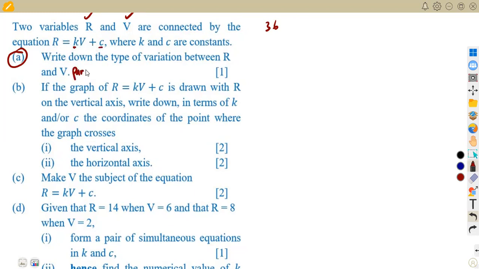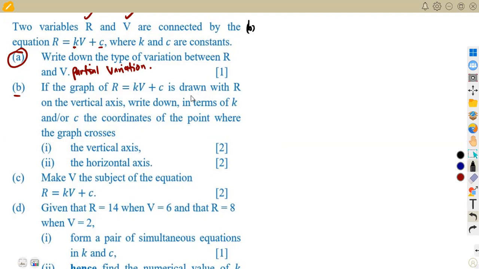So here we are referring to a partial variation in this case. All right, so we're going to have this as a partial variation. Then take note of what the question is here. You're just supposed to be careful. Some of the other questions just want us to play around with the type of question that you are given. They are saying if the graph of R is equal to KV plus C is drawn.